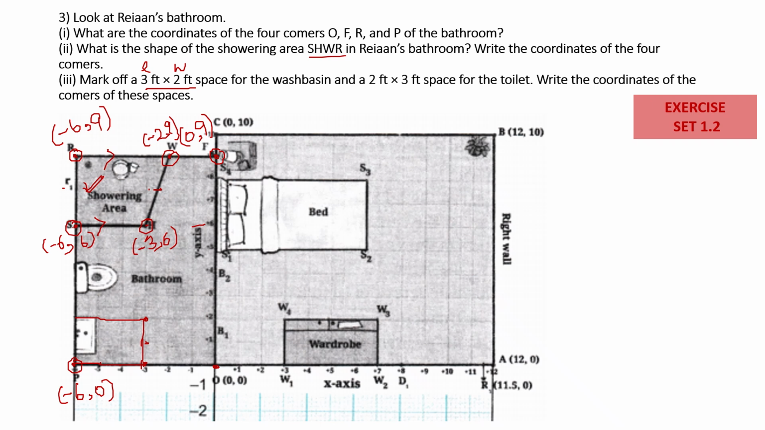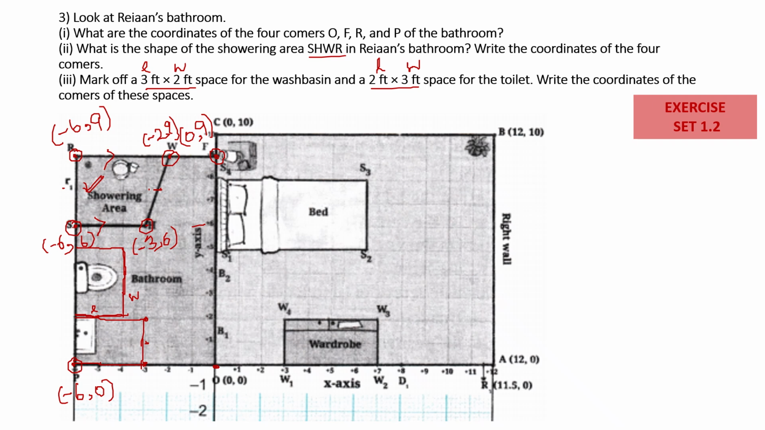And now the next thing is what? 2 feet by 3 feet space for the toilet. So we are going to mark this. Over here 2 feet is for length and 3 feet is for width. So we'll mark it. Here 1, 2, 3, and here 1, 2. So we can join it. And what about the length? It's going to be 3 feet, right? Not the length, the breadth is going to be 3 feet and the length is going to be 2 feet, because it is 2 cross 3, right? So the length is 2 feet and the width is going to be 3 feet. So this is the place for the toilet.